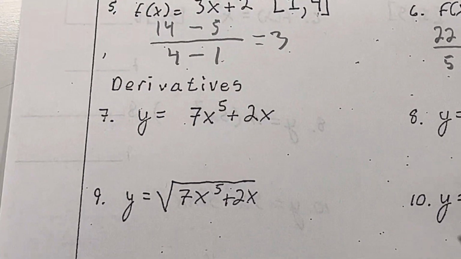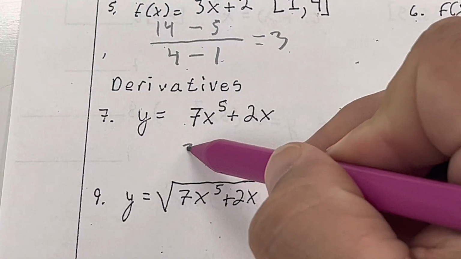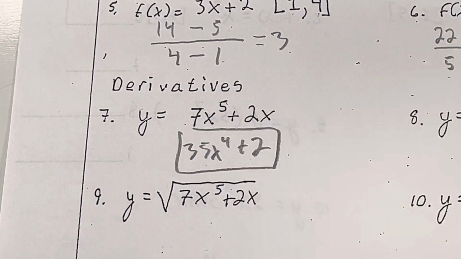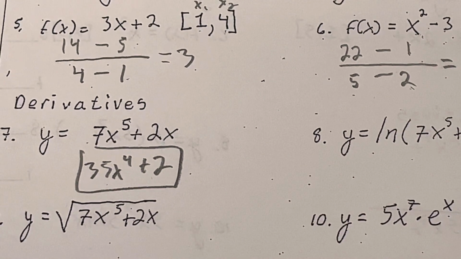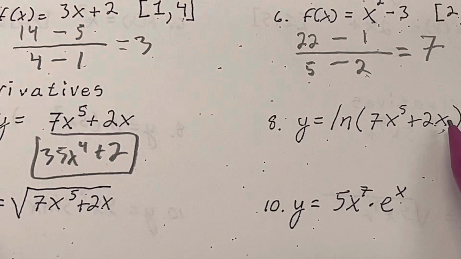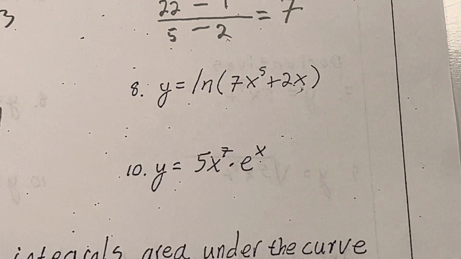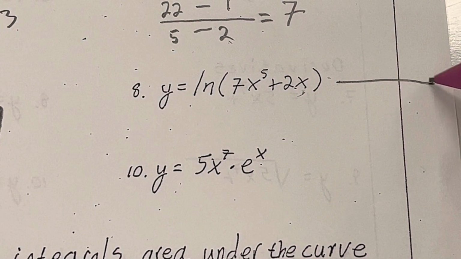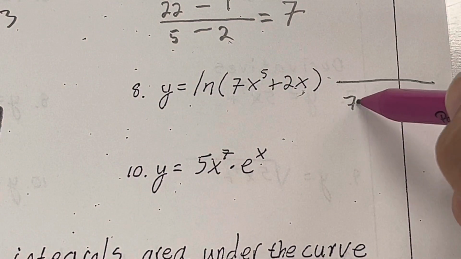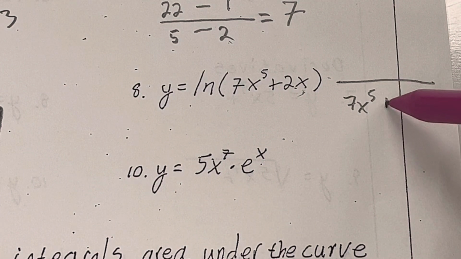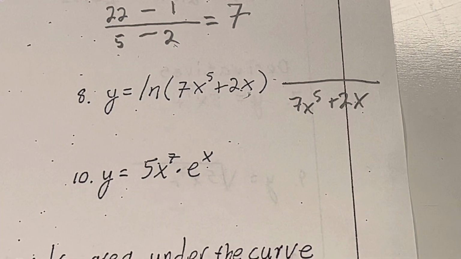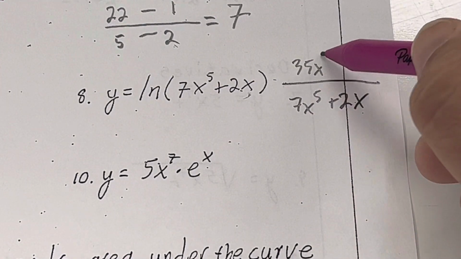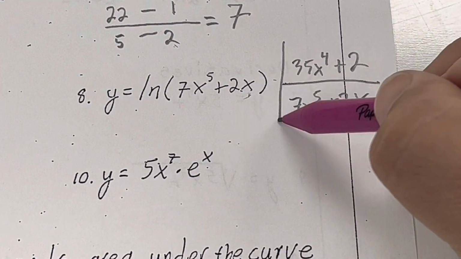Power rule derivative, 5 times 7, so that's going to be 35x to the 4th plus 2. ln and radicals are closely related, okay? So to find the derivative of ln, it's going to equal a division bar. And you just copy this down: 7x to the 5th plus 2x. And then for ln, the derivative of the guts goes on top. So 35x to the 4th plus 2. That's your derivative.